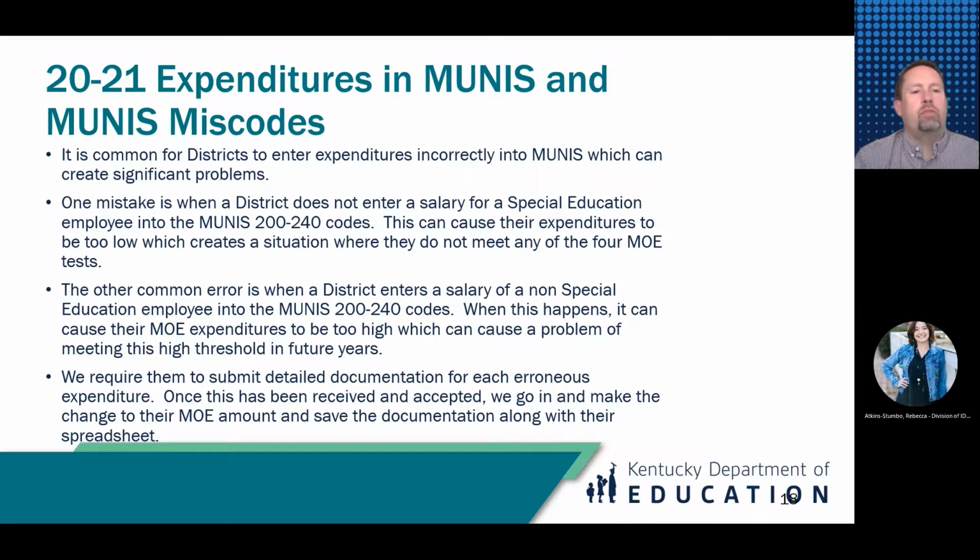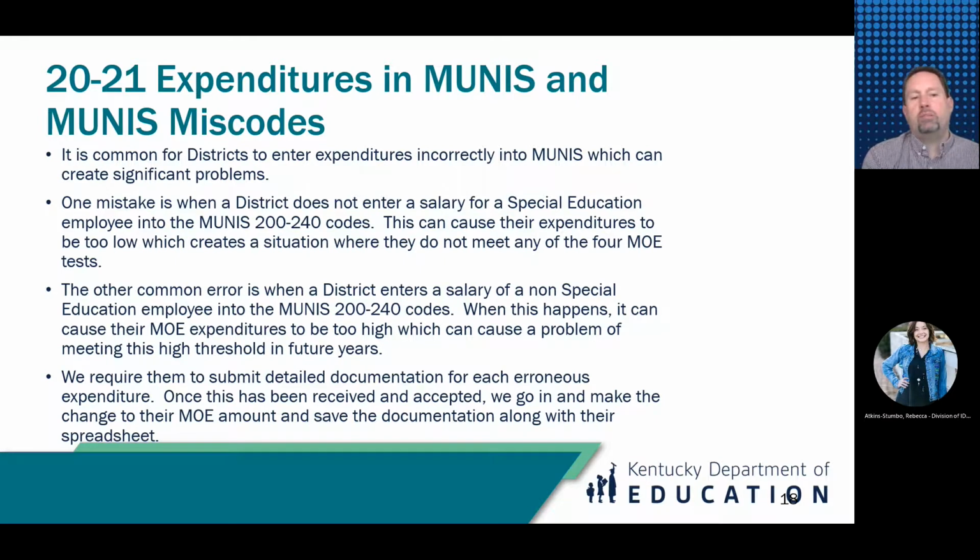One potential error that can happen with Munis miscodes is when a district does not enter a salary for a special ed employee into those 200 through 240 codes. If you don't enter that special ed related expense, that can cause your expenditures to be too low, which creates a situation where you do not meet any of the 4 tests.